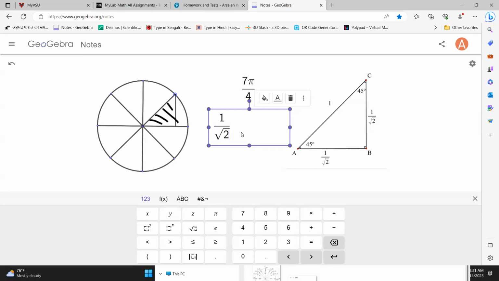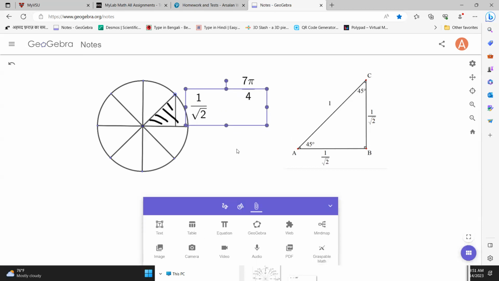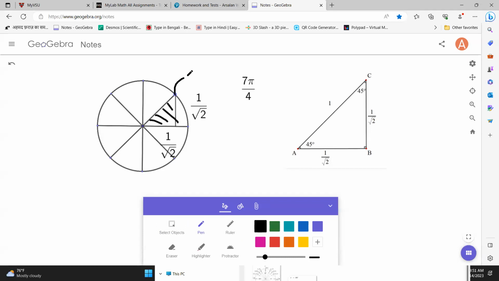This is 1 over square root of 2, and so is this. What does that mean? This point, the x-coordinate is 1 over square root of 2, and the y-coordinate is also 1 over square root of 2. Let's pause here a little bit, guys, and see if you have any questions based on this triangle.